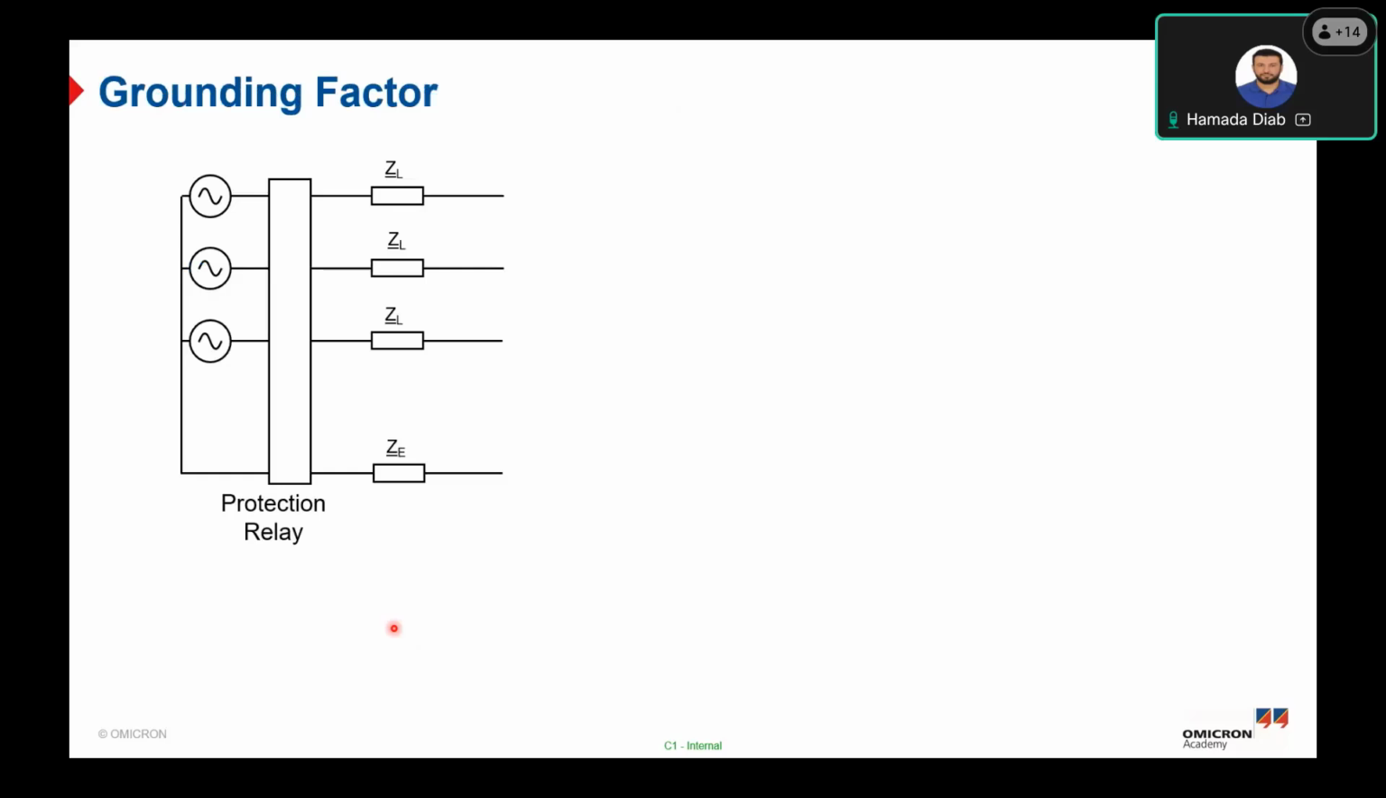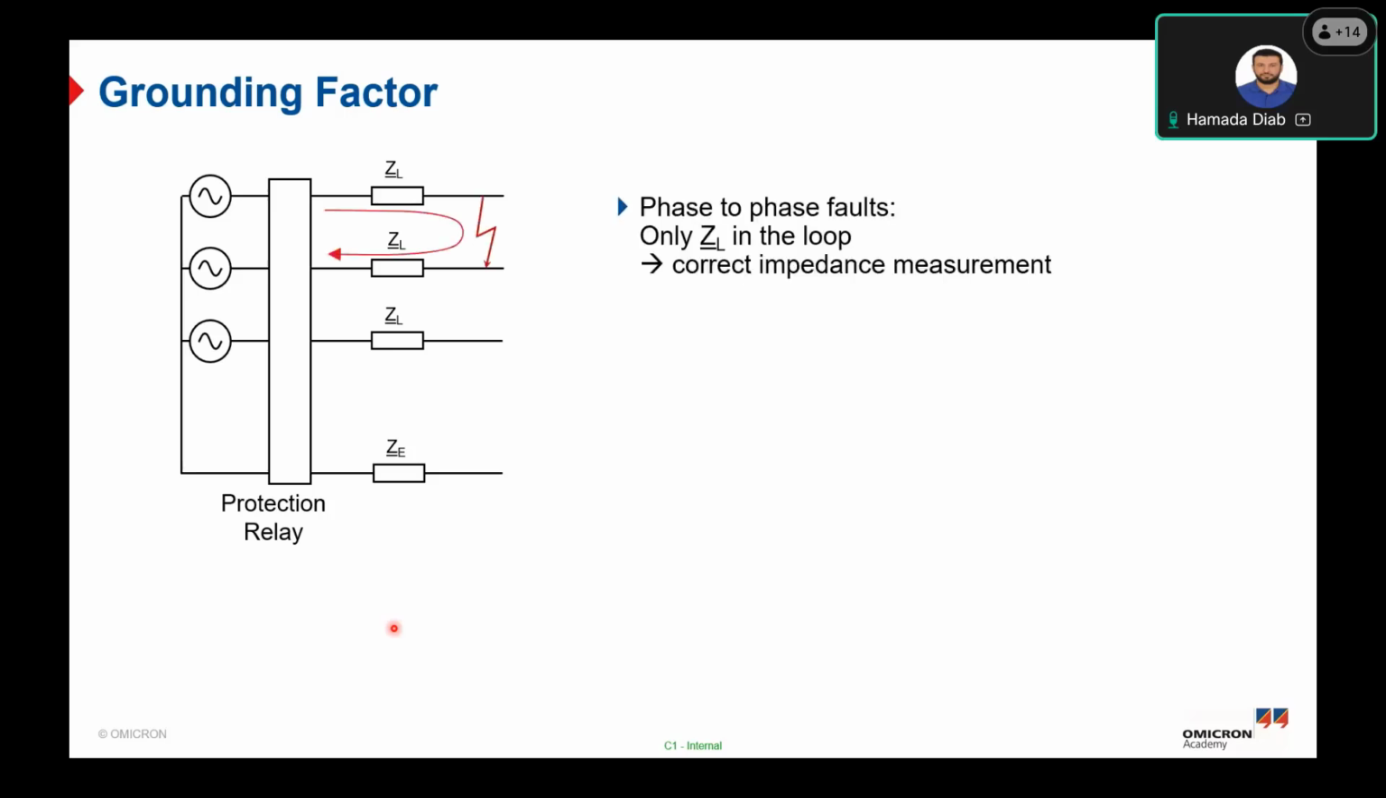So if you have a phase-to-phase fault, the distance between the relay and the fault can be calculated from the loop impedance, just using the line impedance, which is a short circuit impedance, okay? But if you have a phase-to-ground fault, the ground impedance, ZE, must also be considered, okay? So here the Z short circuit in the loop will be the short circuit impedance plus the ground impedance. So to take the ground impedance into our consideration, the zero sequence compensation factor, which is known as a grounding factor, is used, okay?